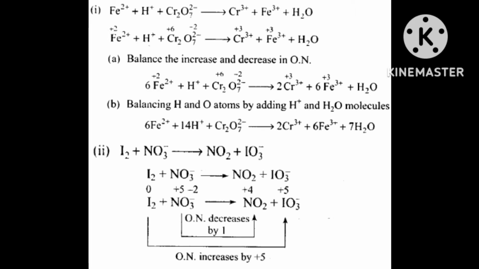Some steps are there that you have to follow during balancing of redox reactions. Two methods are there to balance the redox reaction. The first method is the oxidation number method and the second is the half reaction method. First I will discuss the oxidation number method.